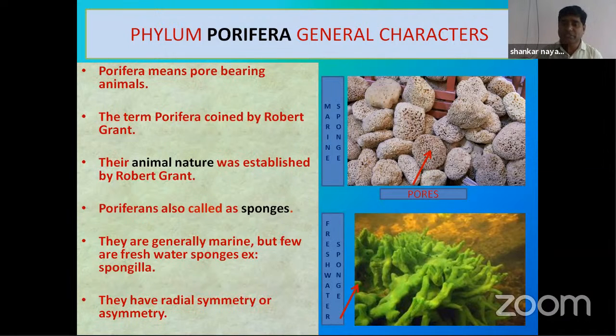So when we see their symmetry, usually they have radial symmetry. What is radial symmetry? You have studied in the previous lesson. Radial symmetry means when we cut through any plane, the individual comes into two equal halves. That type of symmetry is called radial symmetry. But in a few animals, we cannot find any symmetry. Those animals are called asymmetrical animals.